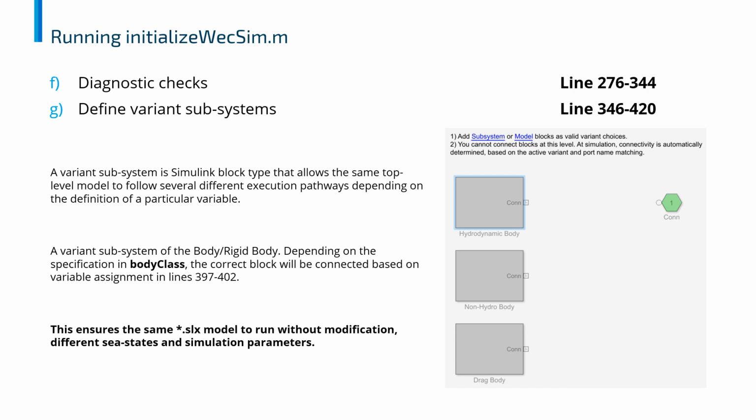Next, initializeWecSim will complete a series of diagnostic checks to make sure that the inputs the user has defined are appropriate and will not result in the simulation crashing. Next, the initializeWecSim script will help define the variant subsystems. What that means is that under various blocks found in the Simulink browser, several items shown on the right have a subsystem that has an output, but there's no connection to the rest of the Simulink model. The variant subsystems will, based on the inputs from the WEC-Sim input file, automatically be updated to create the right connections to make sure the correct forces based on the wave climate are being calculated.